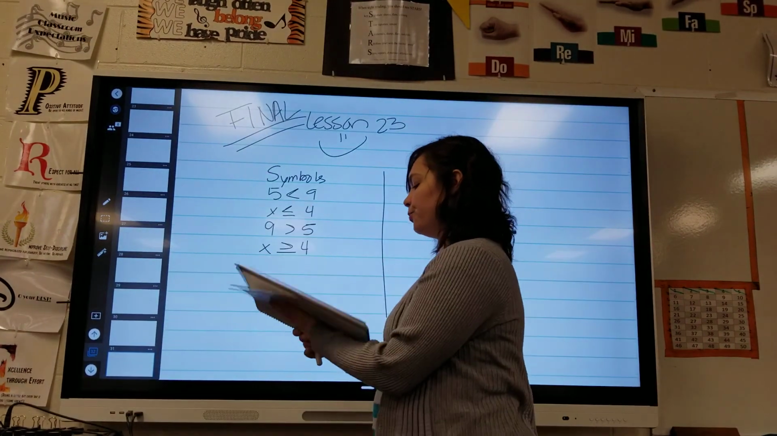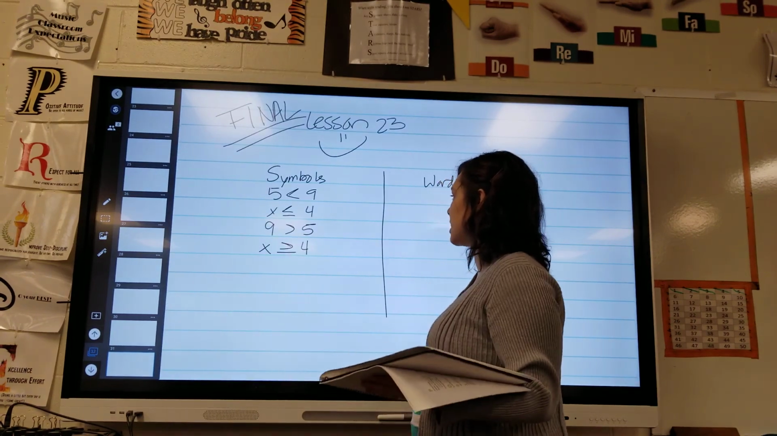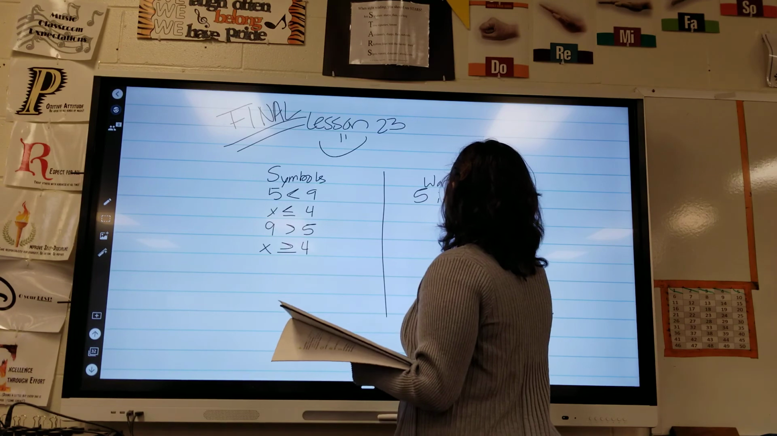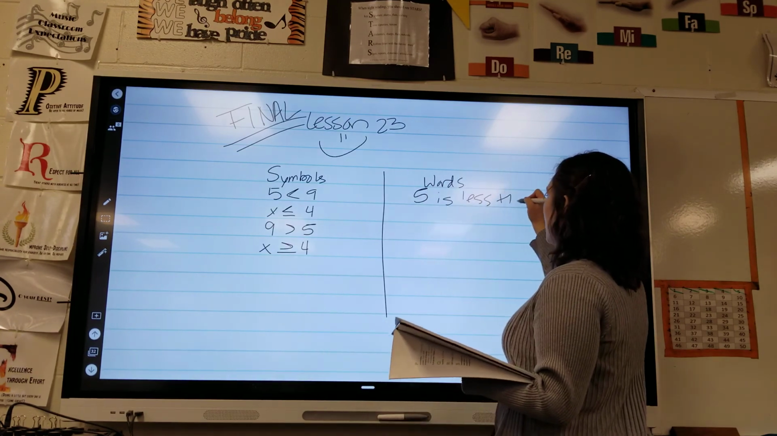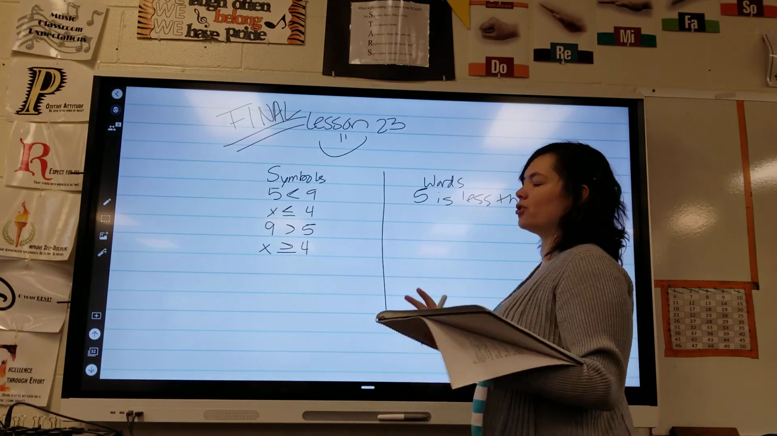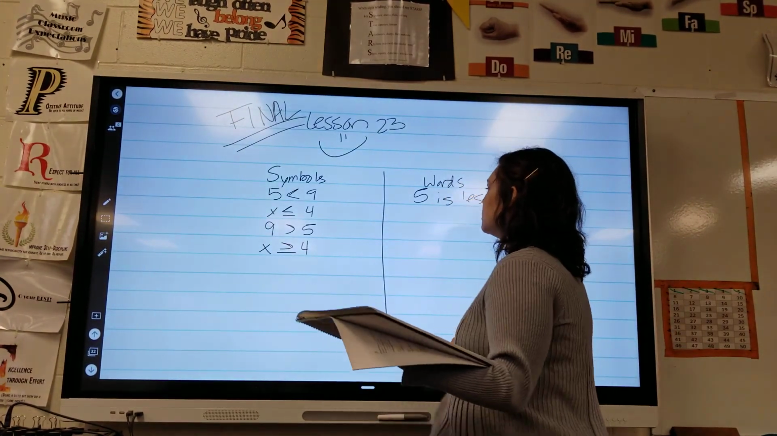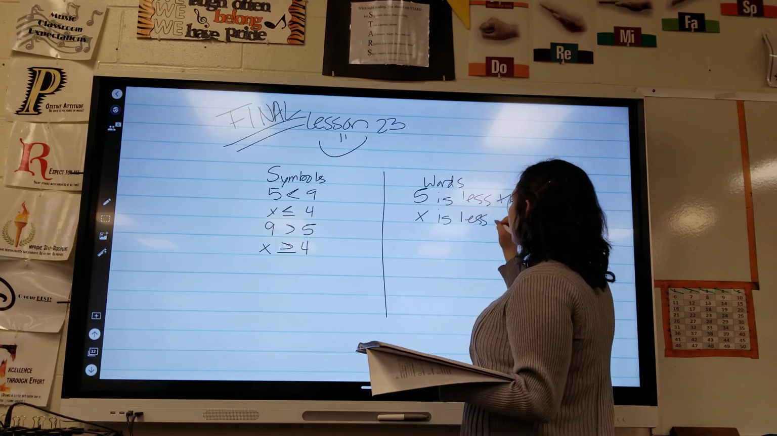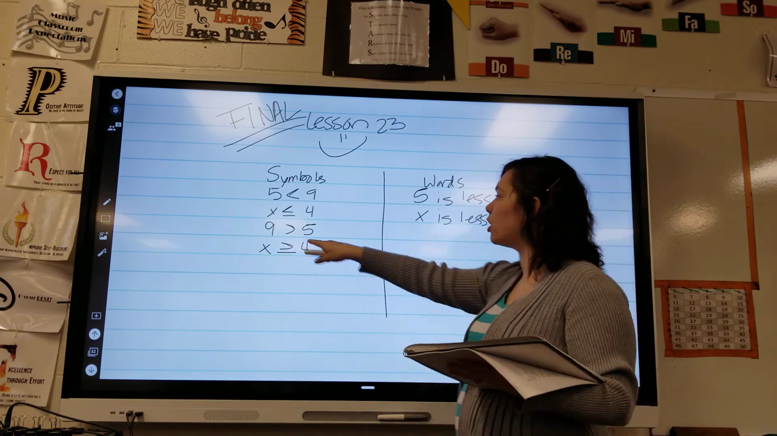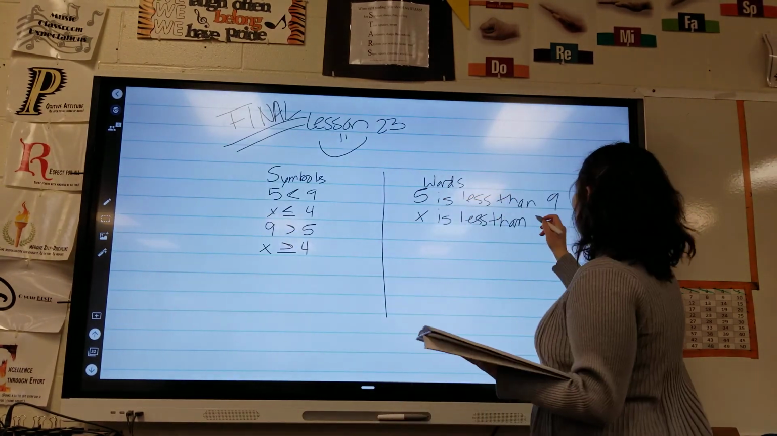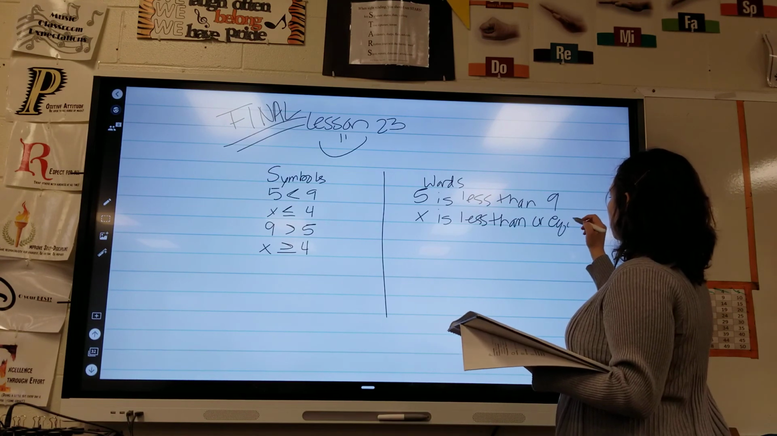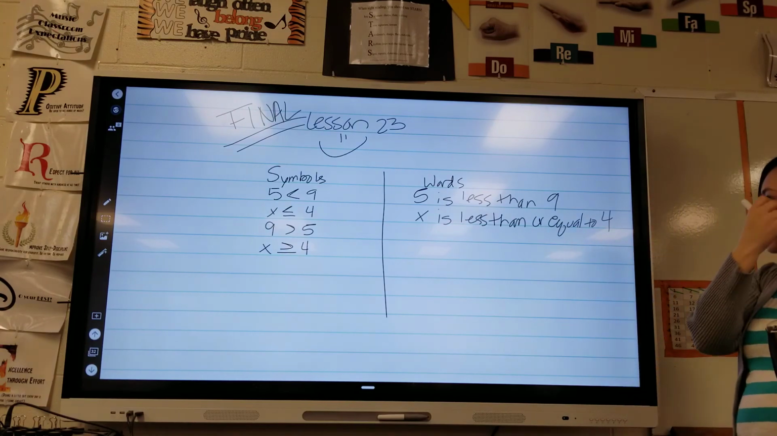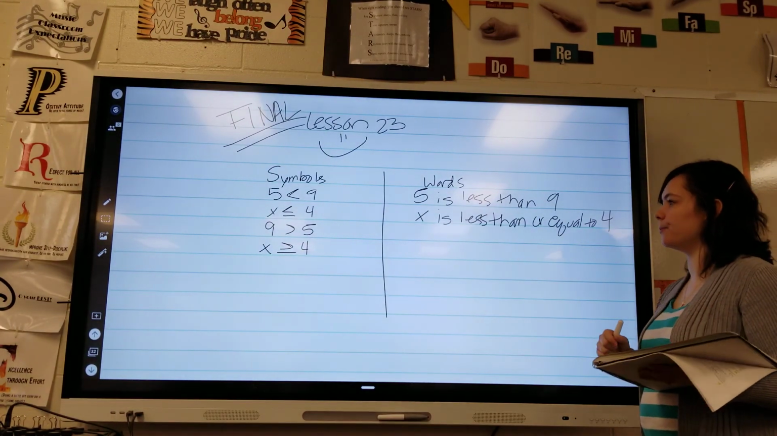So, what is the symbol used in this first statement? It is a less than. Therefore, 5 is less than 9. You'll see why I'm going through all of these again. X is not just less than, but less than or, because of the line, equal to 4. Okay? X is less than or equal to 4.